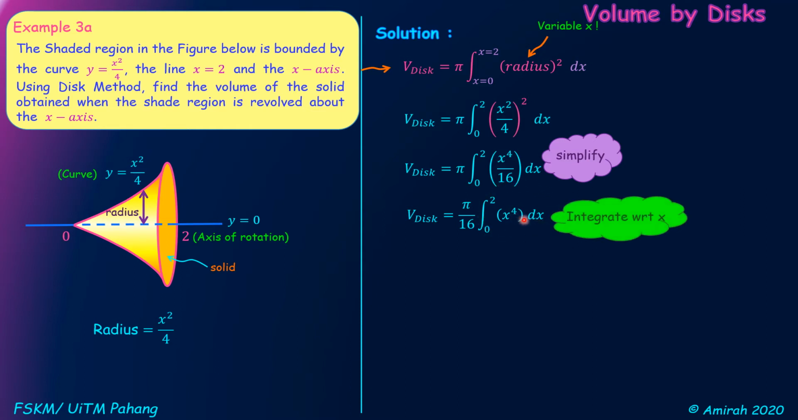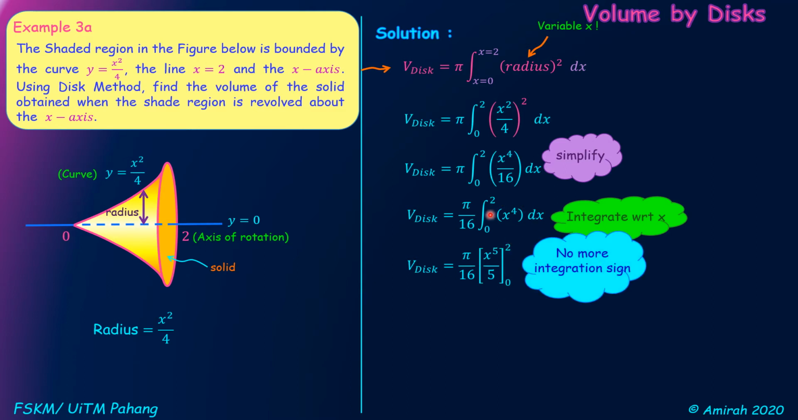So from here, we can integrate with respect to x. Then we get volume by this equals to, we still have constant pi over 16 here. Then we integrate x to the power of 4 with respect to x. After we integrate x to the power of 4, we get x to the power of 5 over 5. Since this is a definite integral, no plus c, but we must put square bracket with lower and upper limit. After we integrate, no more integration sign.